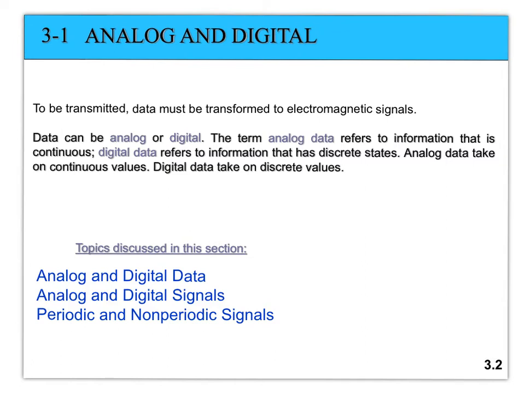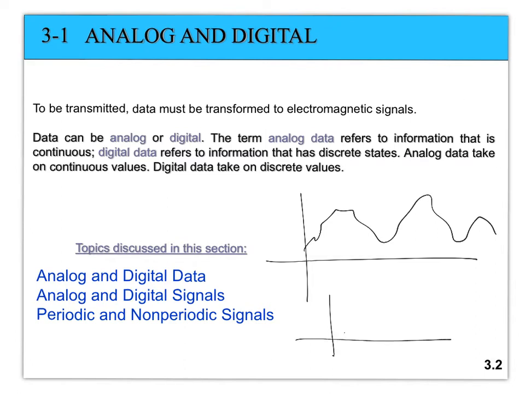So data can be analog or digital. The term analog here refers to the fact that the data itself takes continuous values. So they take an infinite number of values when you draw them. So it's something like this. When you have a signal like this, this is a typical analog signal. Okay. So it takes any value throughout the time, not like a predefined value, like for example, this one.